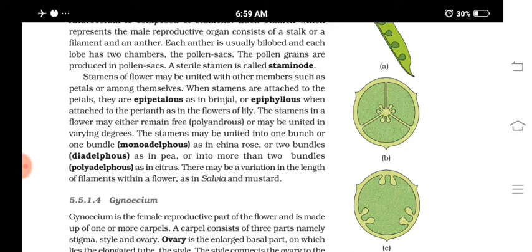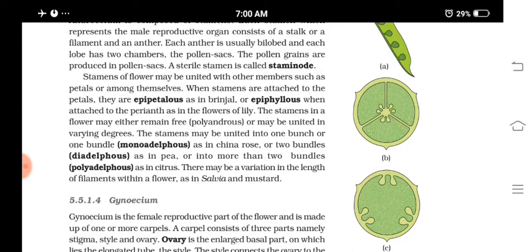Then if they are forming more than two bundles, example is what? Citrus, in citrus plants, lemon plants. Then it is known as what? Polyadelphous. So this depends upon the number of groups formed by the stamens. If they are free, then it is polyandrous. If they form a single group, it is monadelphous. If they form two groups, it is diadelphous. And if they form more than two bundles, it is polyadelphous.